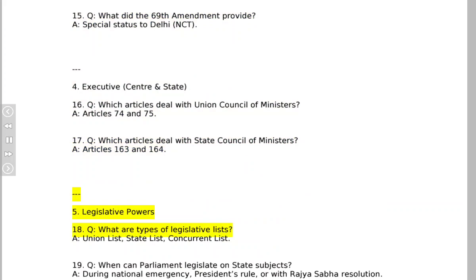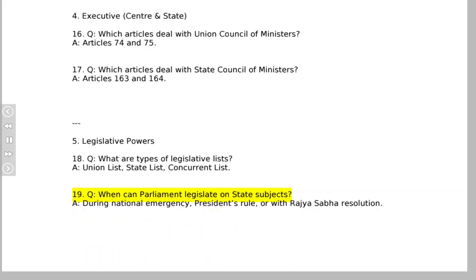5. Legislative powers. 18. Q. What are types of legislative lists? A. Union list, state list, concurrent list. 19. Q. When can Parliament legislate on state subjects? A. During national emergency, President's rule, or with Rajya Sabha resolution.